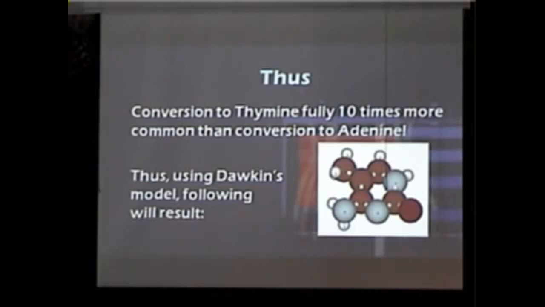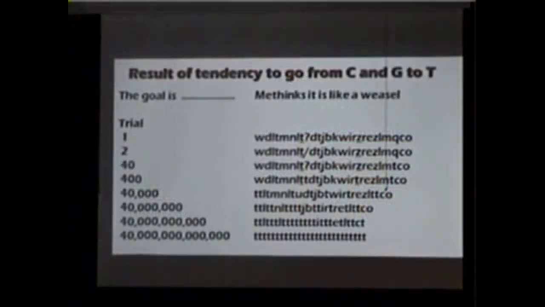So using Dawkins' model, what do we get? Well, we start out with some gobbledygook, just randomly typed into the computer, and we're going to end up with all thymines eventually. So that's degeneration. That's not going to improve anything.